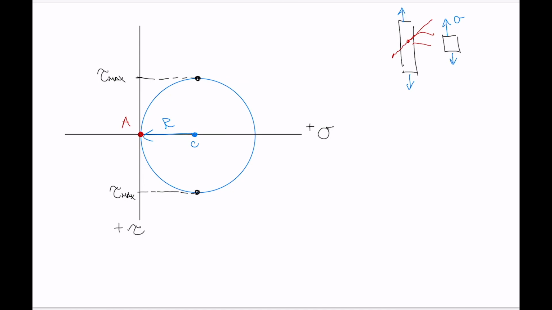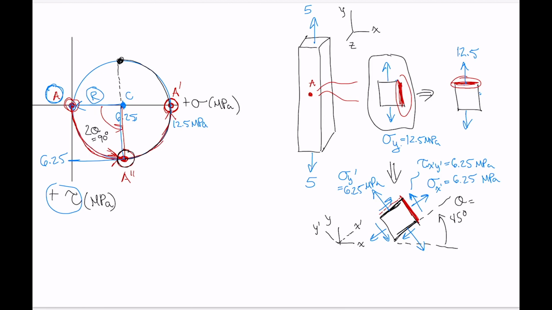So the plane of maximum shear stress at that particular point, point A, if we wanted to draw the element that experiences maximum shear stress, would be oriented at 45 degrees relative to the horizontal, right? And that's exactly what we've just drawn here. So this was the element that experienced maximum shear stress because we drew it at point A double prime.